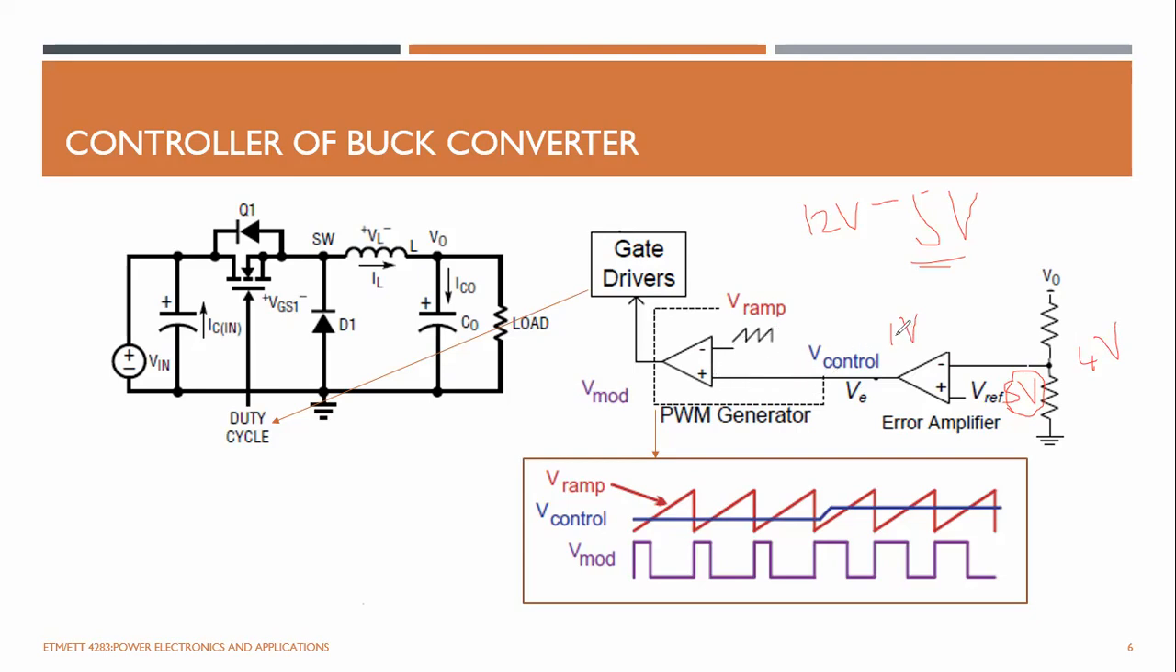That error is compared with this PWM generator, because you can't just plug a voltage signal here. It should be a square wave. So there's a ramp generator. The ramp generator compares this error signal, and depending on the error signal, if the error is large, you have more turn-on time, and if the error is low, it has a very low turn-on time. Likewise, it generates this square wave pulse here. And then the gate driver will drive this one. So that's the basic internal control circuit of a buck converter.